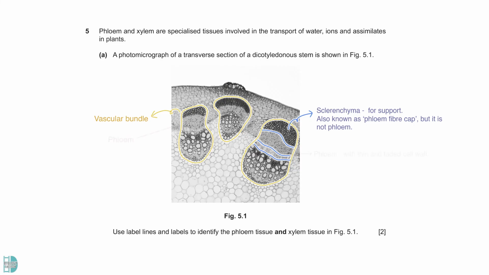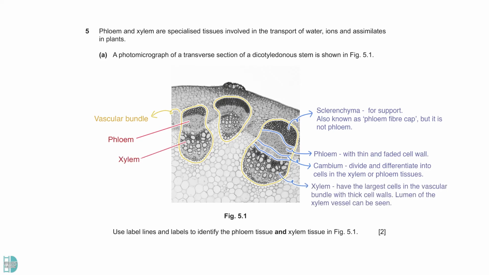The layer after this is the phloem. They look more feathered as they have thinner cell walls. Then, we have cambium. These cells can divide and differentiate into cells in the xylem or phloem tissues. The layer nearest to the center is the xylem.